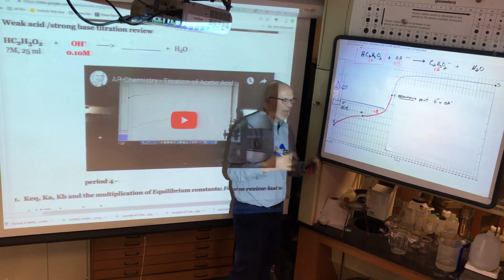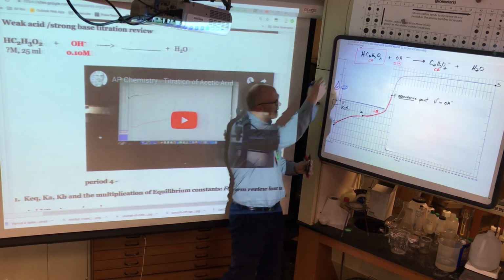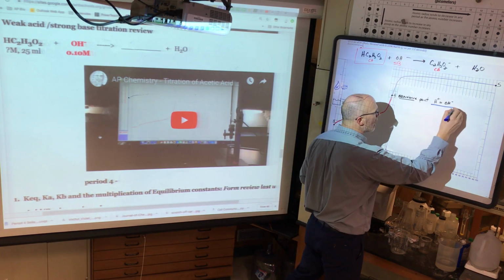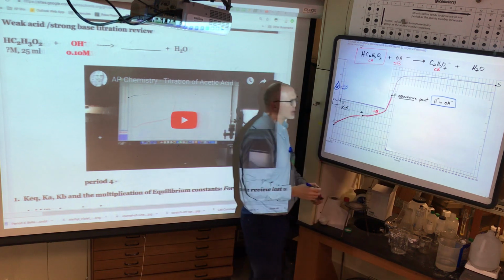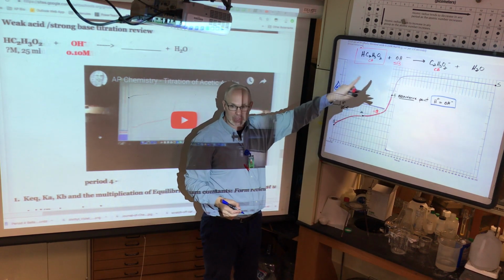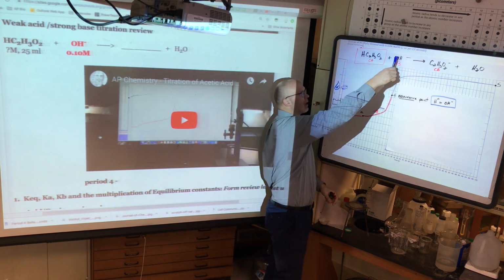So the question is, how much base do I have to add to this acid so that we've completely wiped away all of the protons available from the weak acid? And that's that point there. And that's a stoichiometric event. It takes 1 hydroxide per one of these.